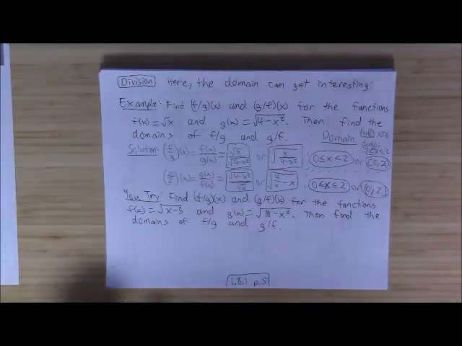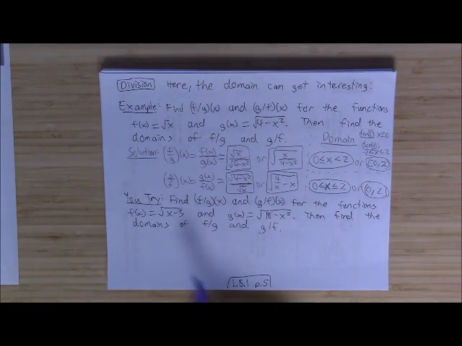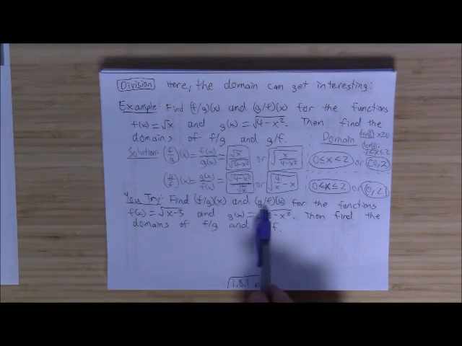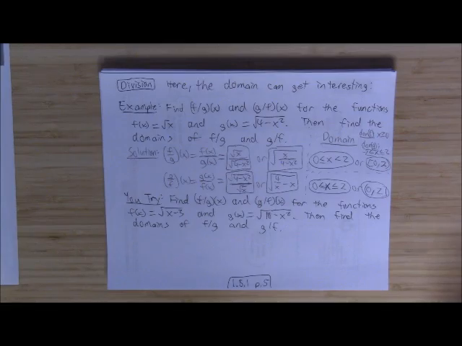So now, let's go ahead and have you work an example. Find both the quotients f over g and g over f for the functions f of x equals square root of x minus 3 and g of x equals the square root of 16 minus x squared. Then find the domains of f over g and g over f. On the count of 3, I'll reveal the solution.